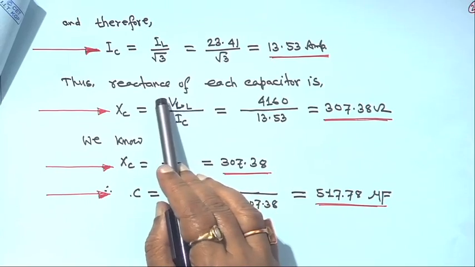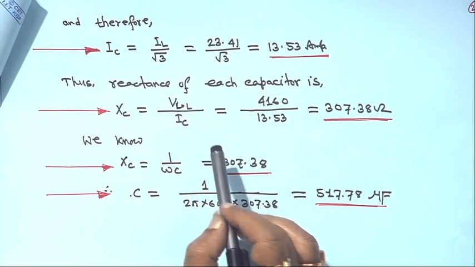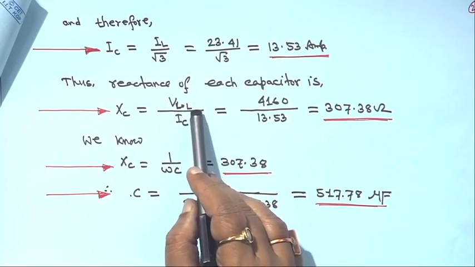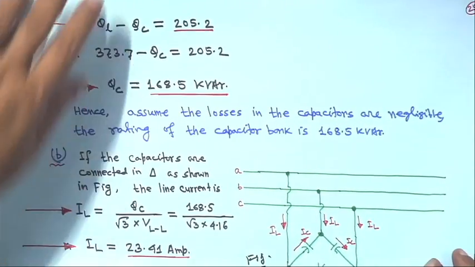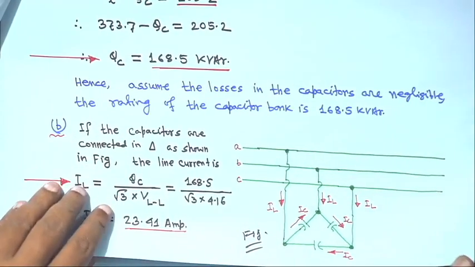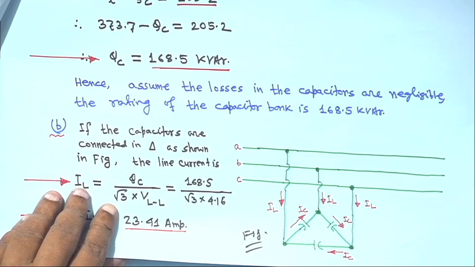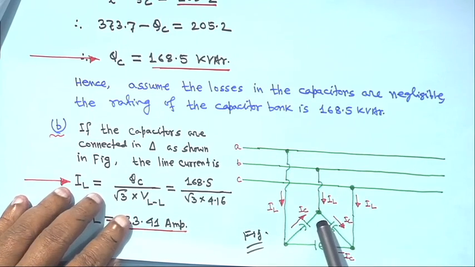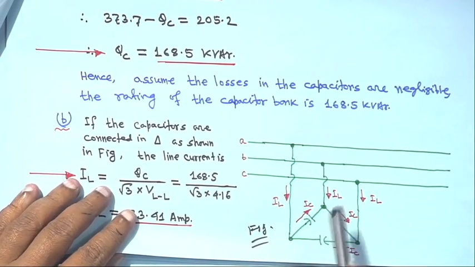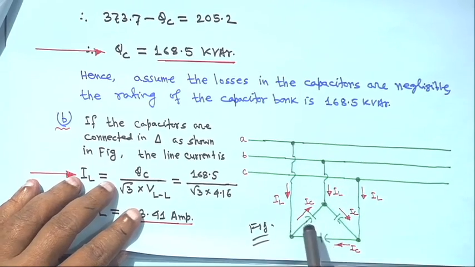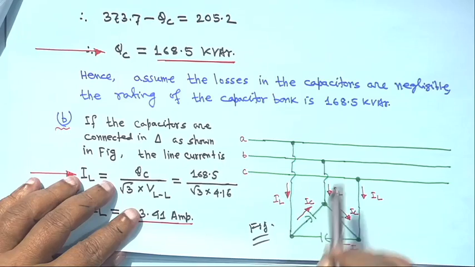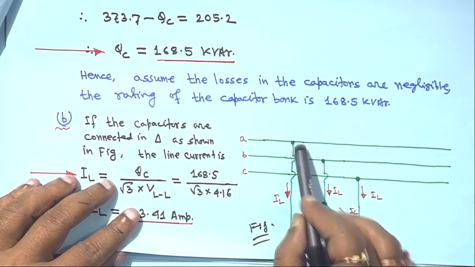Therefore, Xc, the reactance of each capacitor, we can write Xc is equal to VLL upon IC. So, whatever value you will get. This is a delta connection. So, line to line voltage: this point means this point, this point means this point. So, line to line voltage actually is impressed across the capacitor, because this point is the same, this point is the same.